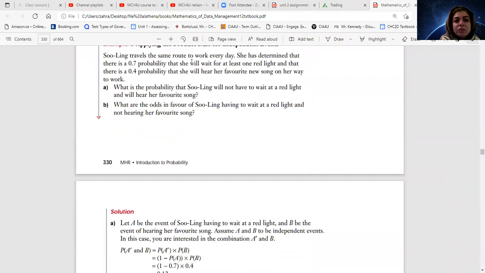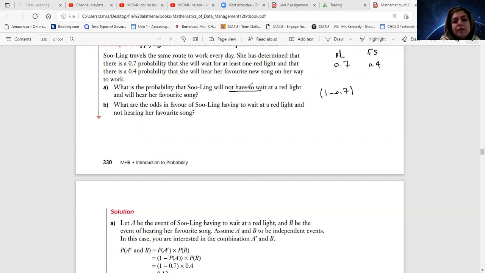Soling travels the same route to work every day. She has determined that 0.7 is the probability that she will wait for at least one red light. So 0.7, she's waiting for a red light. And 0.4 is the probability that she will hear her favorite song. What is the probability that Soling will not have to wait? No red light is 1 minus 0.7, right?